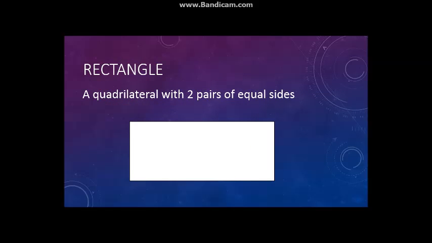Rectangle. A quadrilateral with 2 pairs of equal sides. So these are the same size, and these are the same size, but obviously these are not the same size. Wait, you can't see that. But these are not the same size.